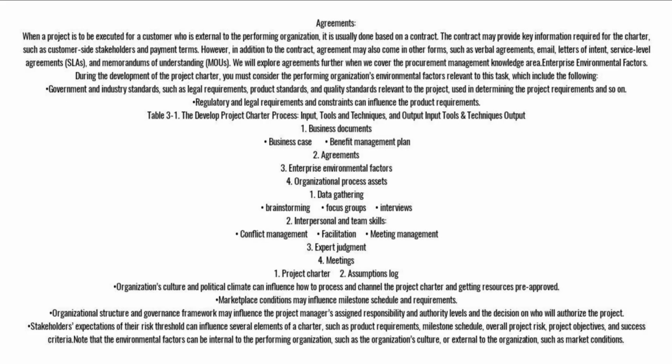Agreements. When a project is to be executed for a customer who is external to the performing organization, it is usually done based on a contract. The contract may provide key information required for the charter, such as customer-side stakeholders and payment terms. However, in addition to the contract, agreement may also come in other forms, such as verbal agreements, email, letters of intent, service-level agreements, SLAs, and memorandums of understanding, MOUs. We will explore agreements further when we cover the procurement management knowledge area.